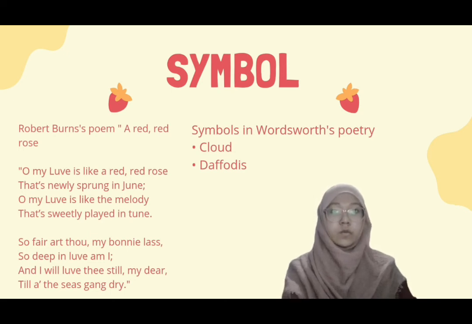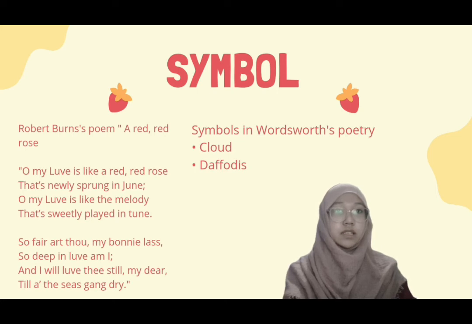Now, what about in the poem I Wandered Lonely as a Cloud? In I Wandered Lonely as a Cloud, William Wordsworth applies different elements of poetry to highlight his themes. For instance, he uses symbolism to connect human beings with their immediate environment or nature.